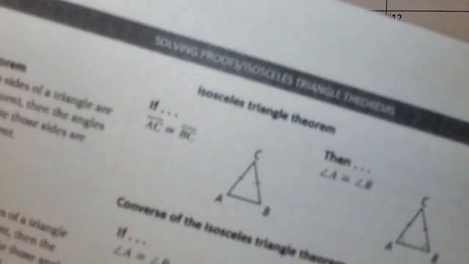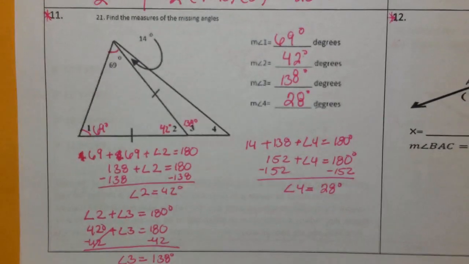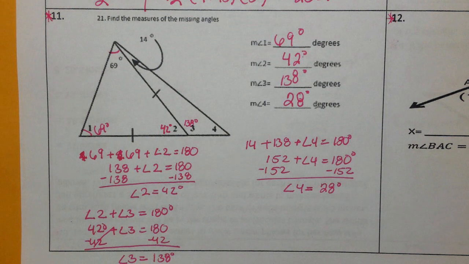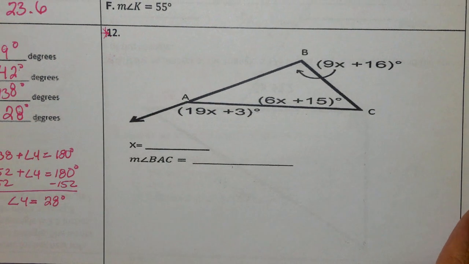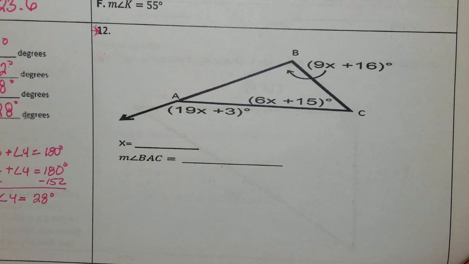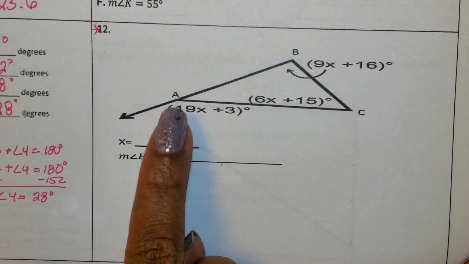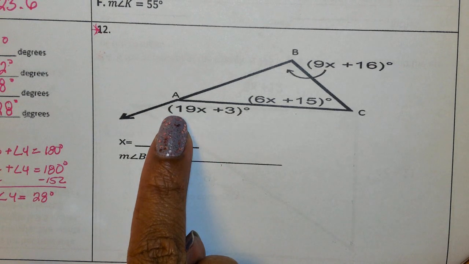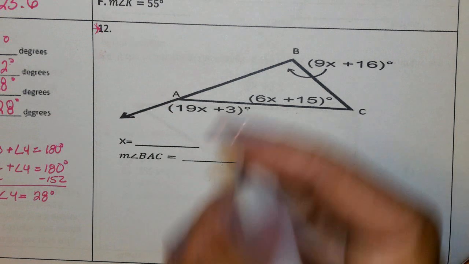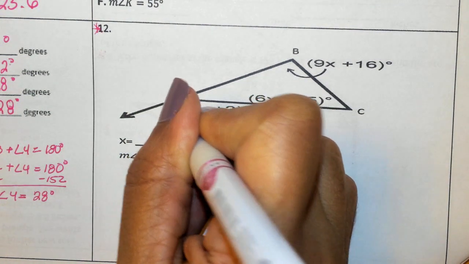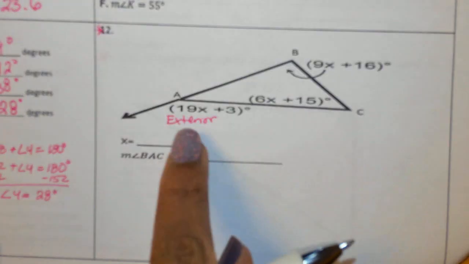Oh, I showed that already. My bad. All right, so here we go. We've got another one here, number 12. And number 12 asks us to solve for x. But there's no way we can solve for x until we set up an equation and realize what kind of angle this is. And when we look at this angle here, we notice that this is what we would call our exterior angle. Please make sure that you write exterior angle here. So exterior angle, or just exterior.